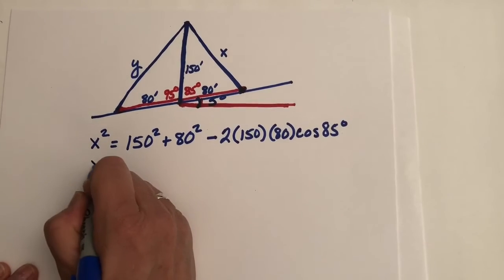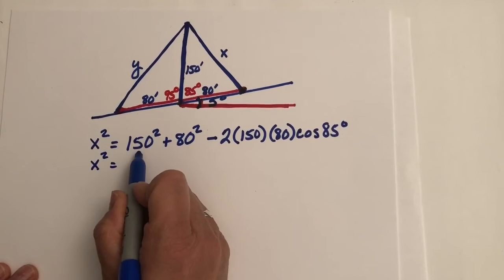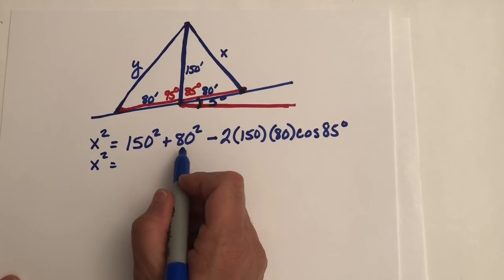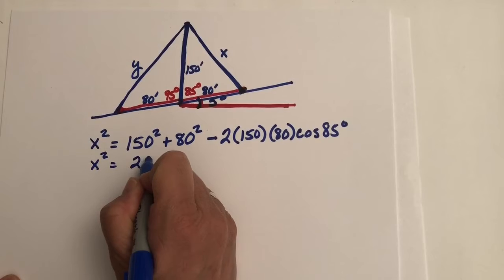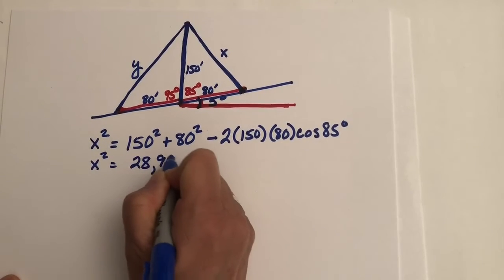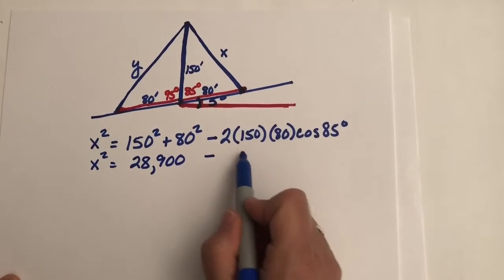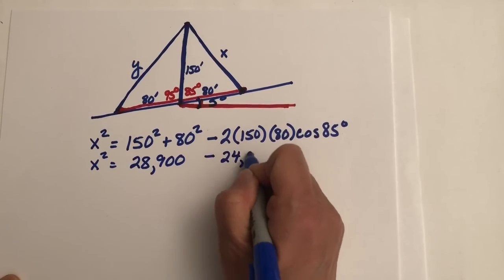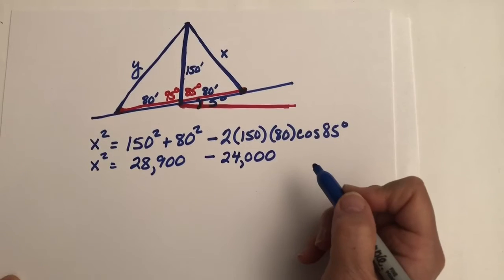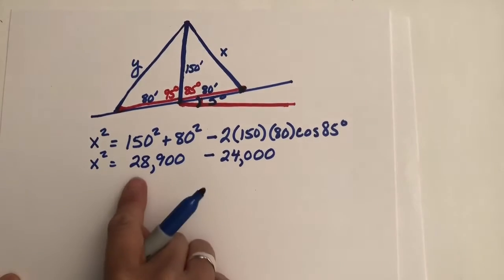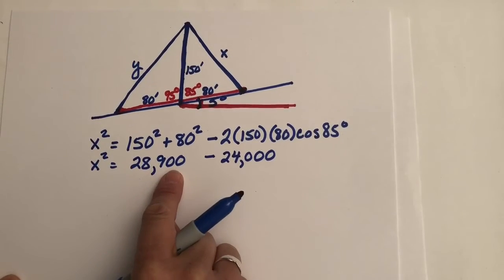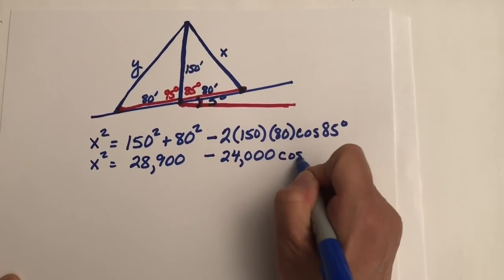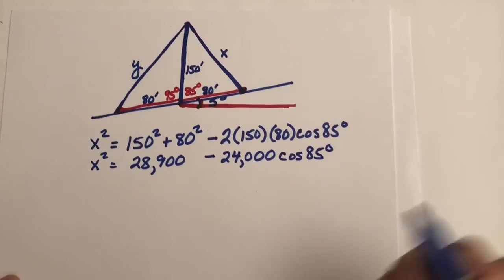Now we can do some of the arithmetic here. This 150 squared plus 80 squared, if you grab a calculator and punch that in, you would find that it's 28,900. Minus, similarly you could do a little arithmetic there and you'll find that that's 24,000. So we have 28,900 and here 24,000 times the cosine of 85 degrees.